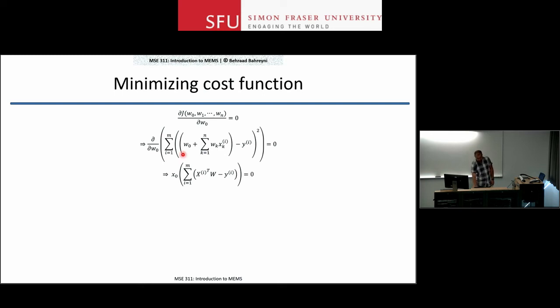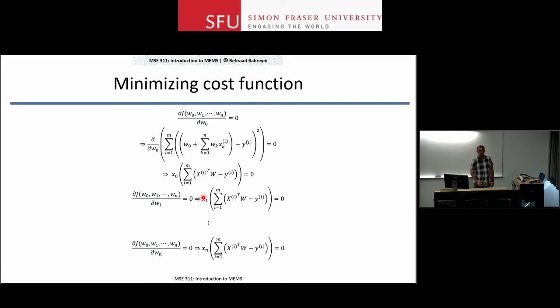So the derivative of this expression with respect to W0, when I calculate it, only this term is a function of W0, so it just comes out of the power series, and at the end of the story, this is what you get. When I do it for W1, a similar thing happens. So instead of X0, I get X1. For Wn, all the way to Wn, I get a similar expression, right? So I get X0, X1, all the way to Xn, and I need to set them to 0 to figure out what the best values are.